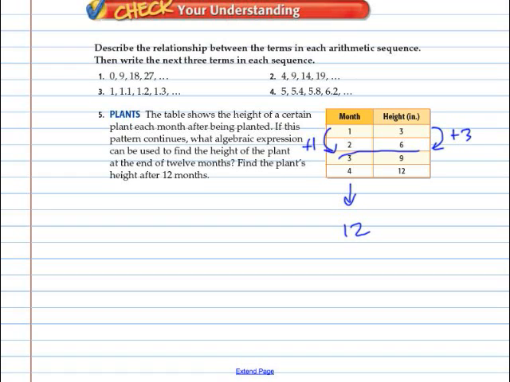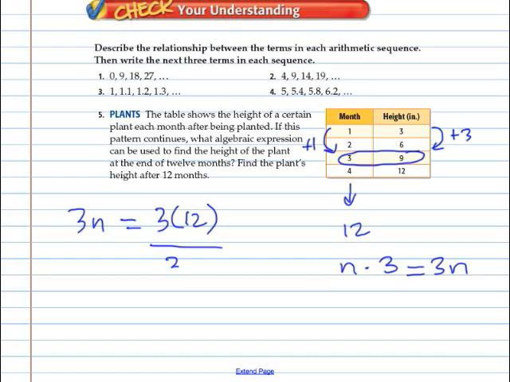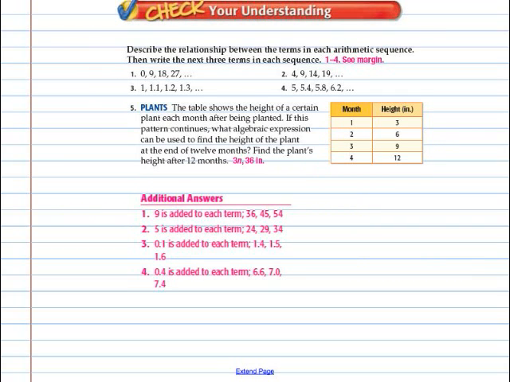If we go horizontally and we use n as the value for the month, we can see that we're taking that value times 3. So our algebraic expression that describes this pattern would be 3n. So we take 3n, we replace the n with a 12, and after the 12 months, the height of the plant will be 36 inches.